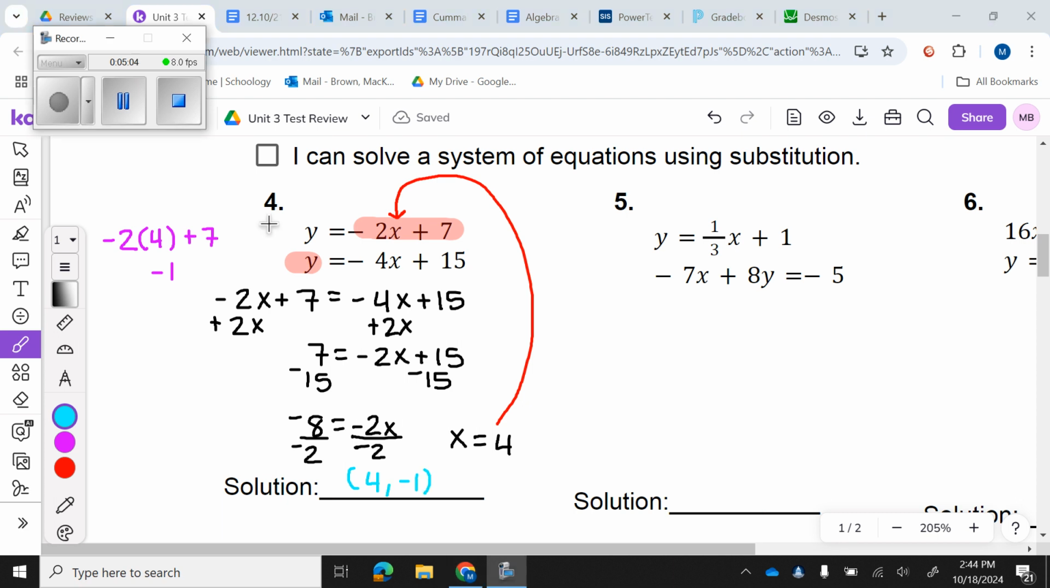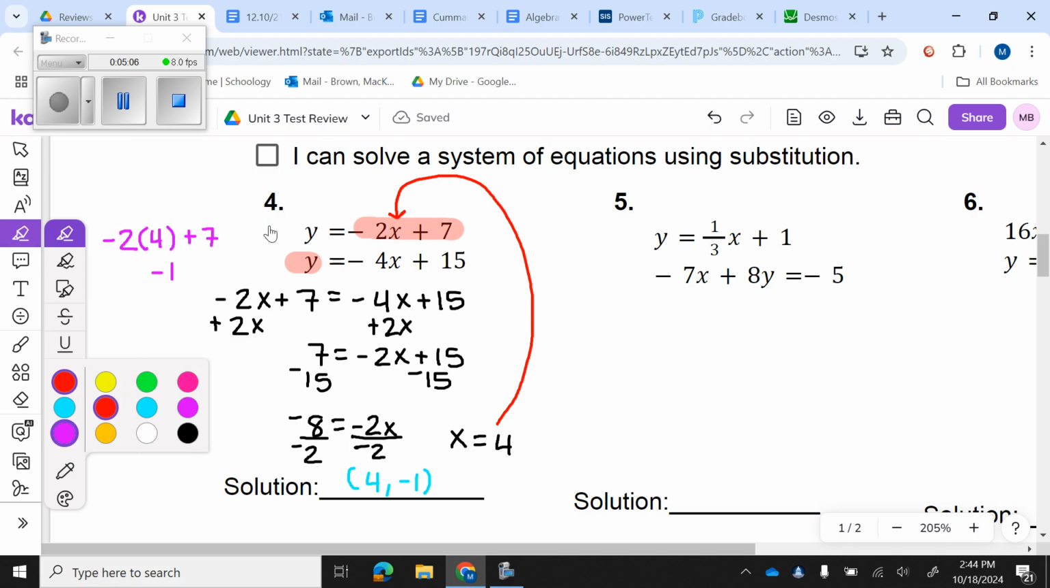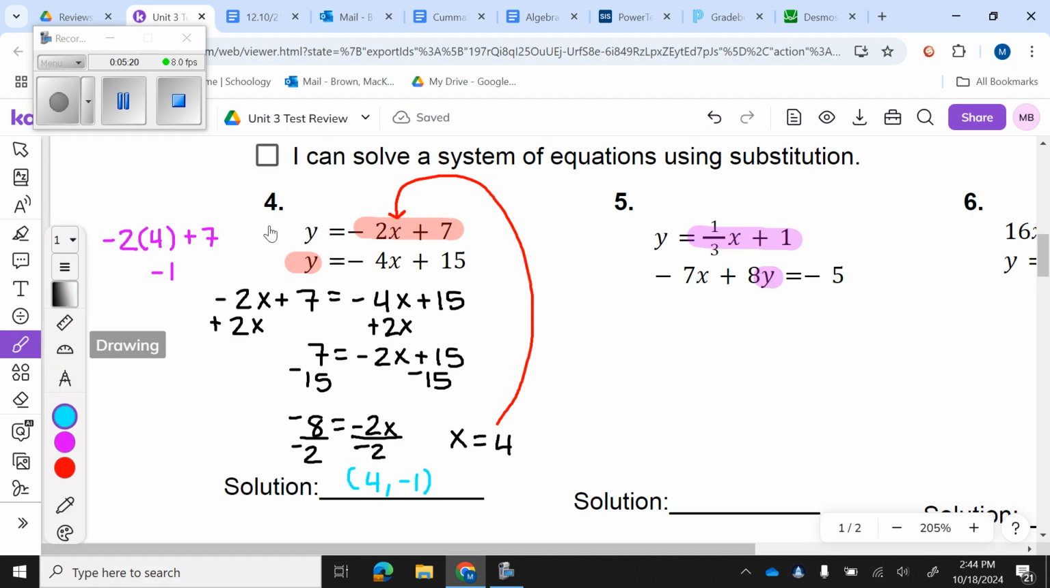All right, on number 5, okay, this is when we're going to figure out what variable's by itself. Well, I see that my y is all by itself, so I'm going to highlight this guy right here. We're not going to let this fraction freak us out. Okay, our calculator is going to do all the work. So if this is what y equals, I need to come highlight y in my second equation.